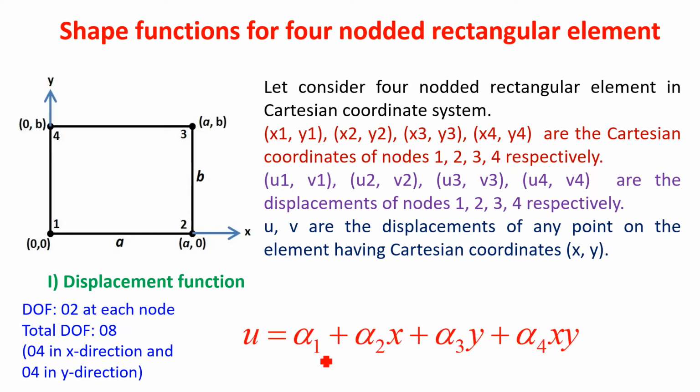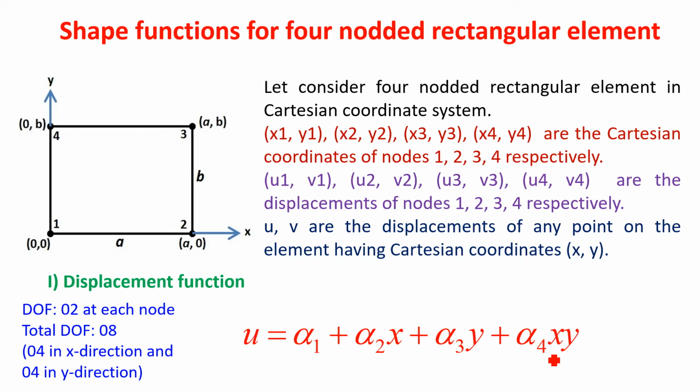So u is equal to alpha 1 plus alpha 2 x plus alpha 3 y plus alpha 4 xy. Already we discussed in the previous lecture that there is no need to write down the displacement function of v, because whatever shape functions are used to represent the displacement u, the same shape functions will be used to represent the displacement v. Therefore no need to represent the displacement v.